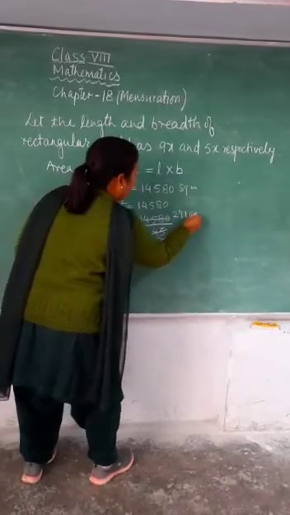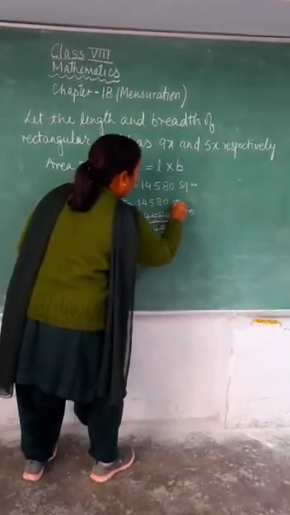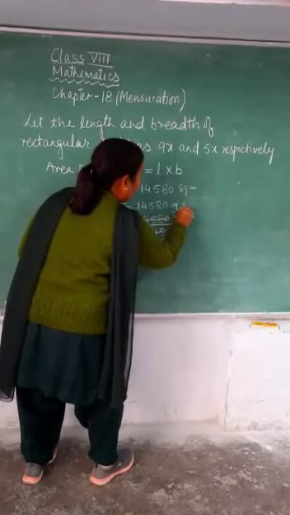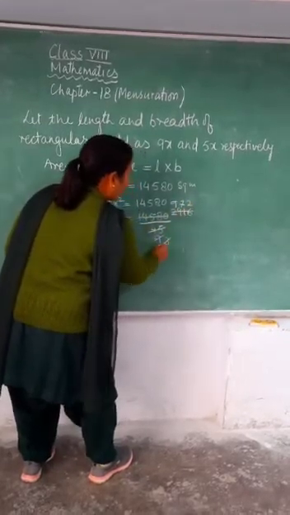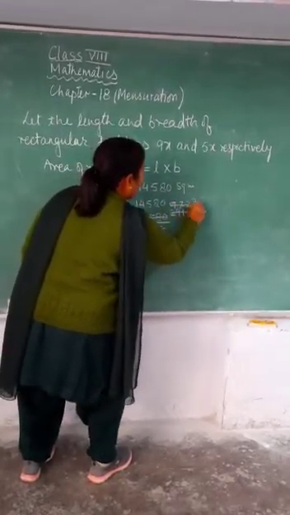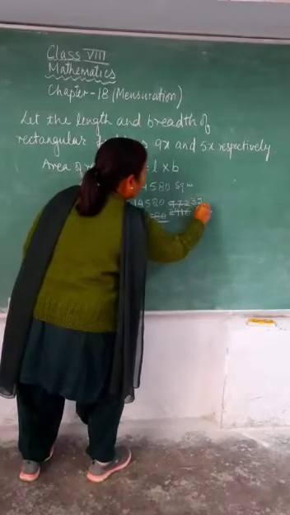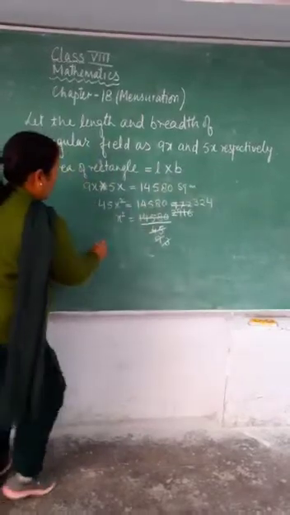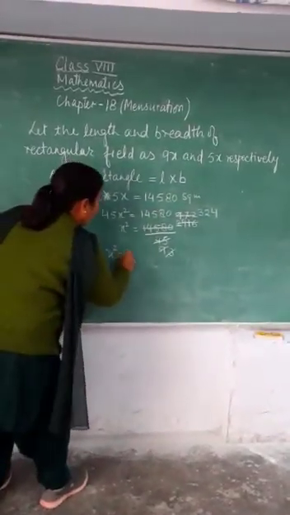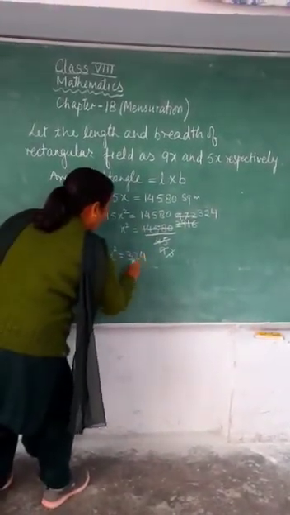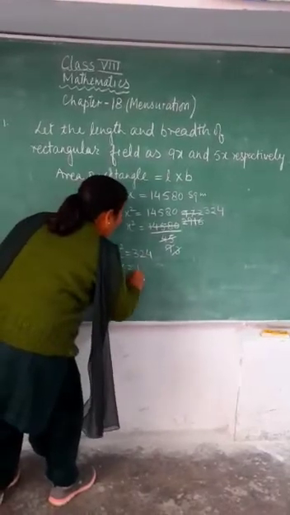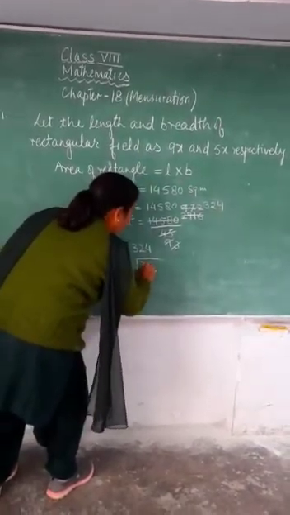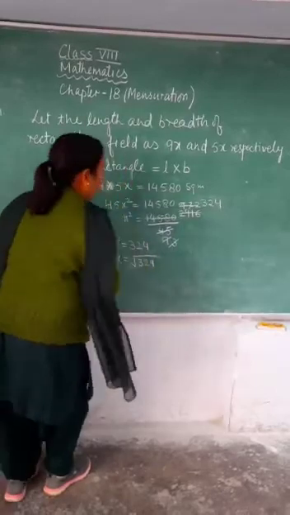3 threes are 9, 3 nines are 27, 3 sevens are 21, and 3 twos are 6. Again by 3: 3 threes are 9, 3 twos are 6, and 3 fours are 12. So x square equals 324. It means x equals under root 324.